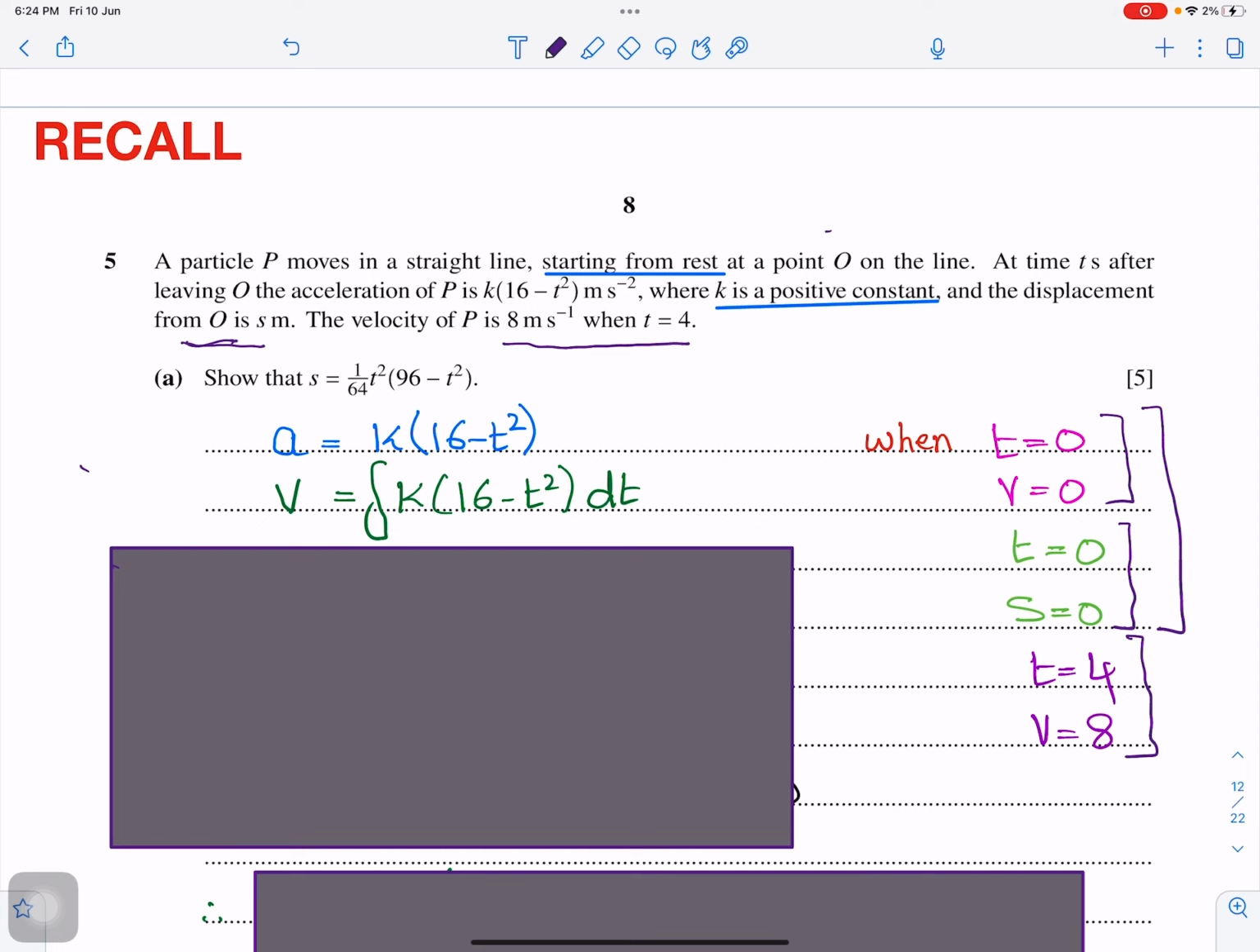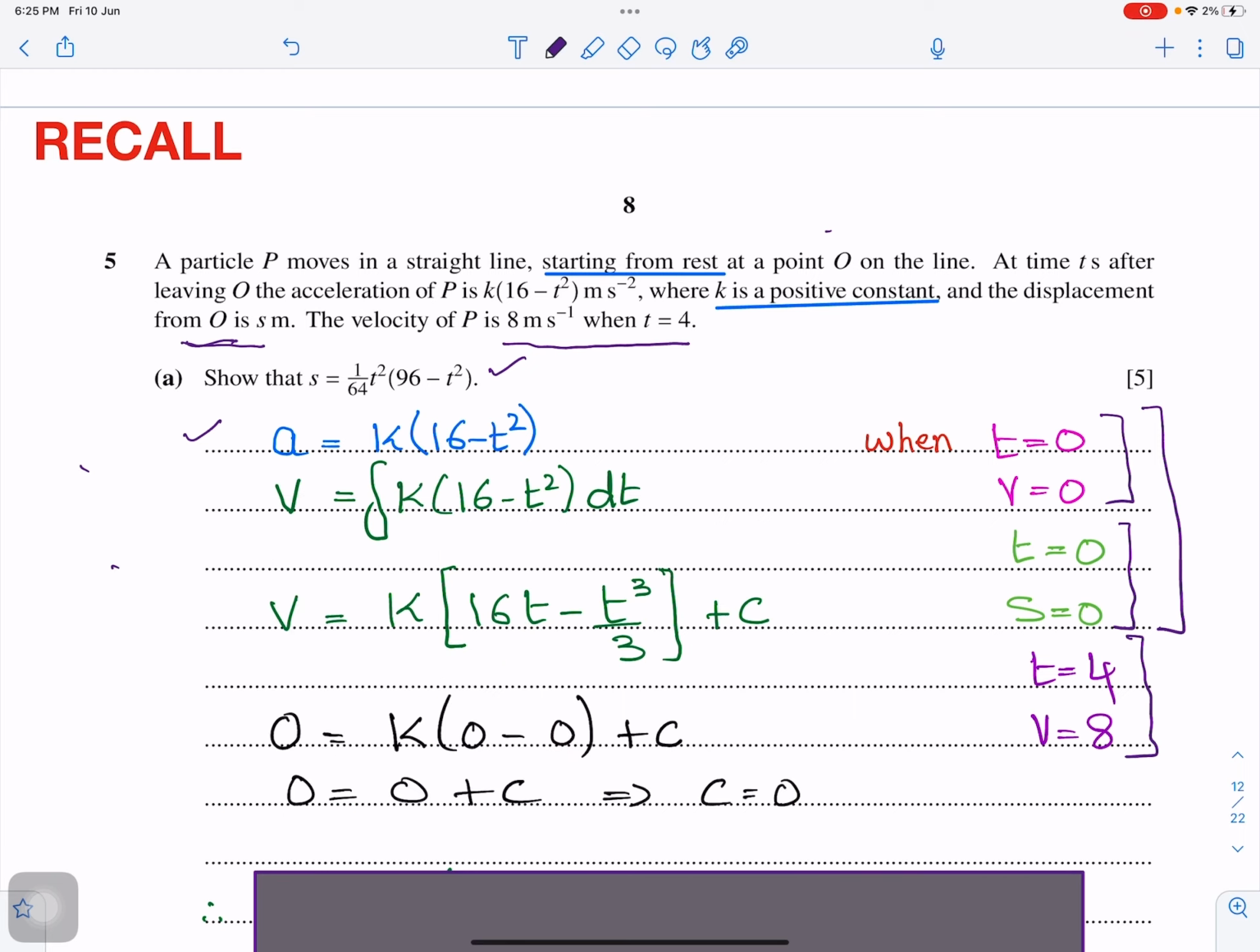Now let's see. The acceleration equation is given to you and you have to find the displacement equation. It means you have to integrate it twice. One time when you integrate the acceleration equation, you will get a velocity equation. And I hope you remember the basic integration, right? So when I integrate the acceleration equation, you can see here, the constant I am taking out, and 16 will become 16t minus t cubed over 3.